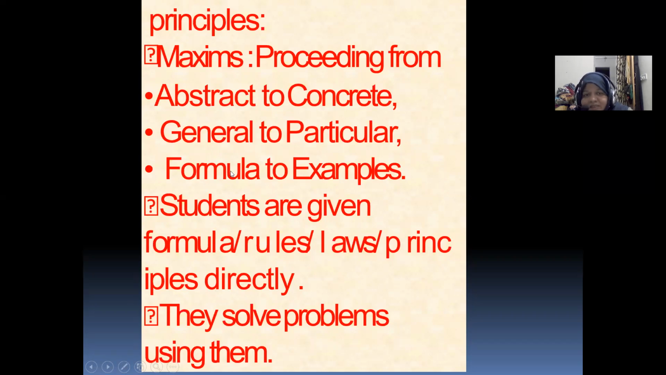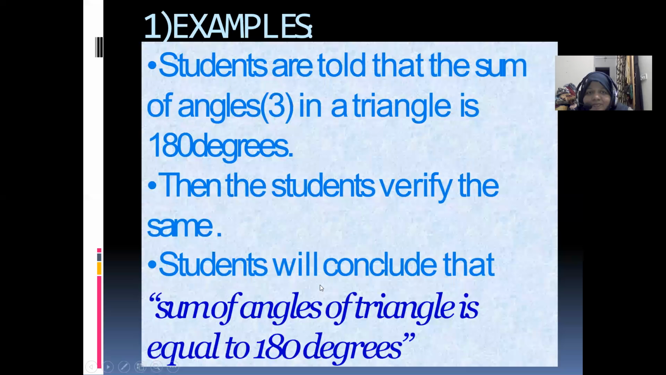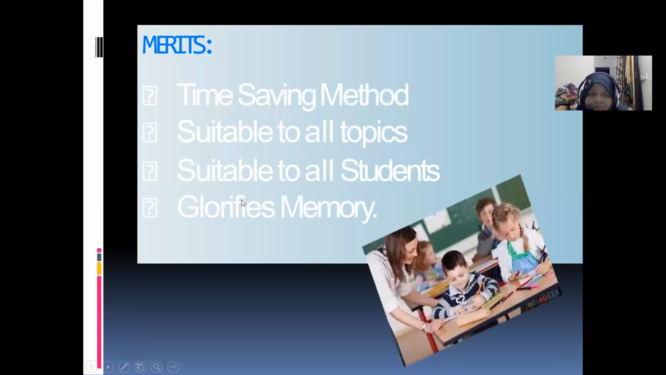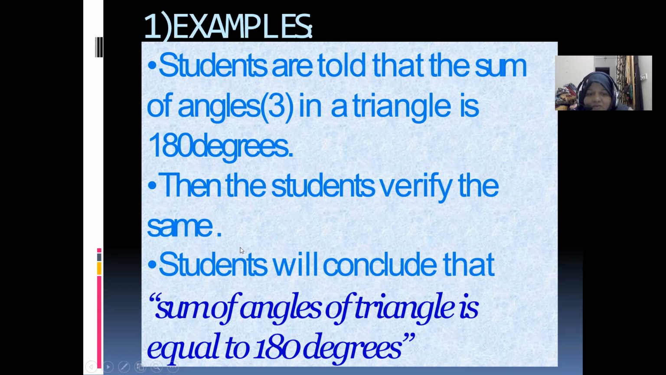Formula to examples. Yes, this we do in our daily school practices: we give the formula and let the children solve the examples. Students are given formulas, rules, laws or principles directly, and they have to verify by solving the examples. For example, students are told that the sum of all three angles in a triangle is 180 degrees, and then the students verify the same. Then students will conclude that the sum of angles of a triangle is equal to 180 degrees.